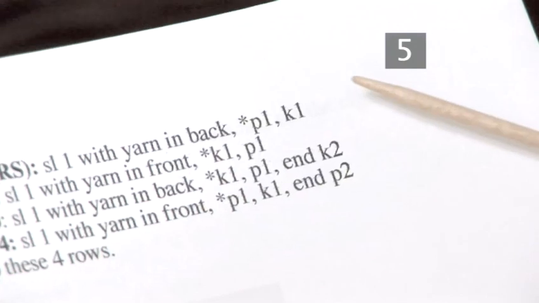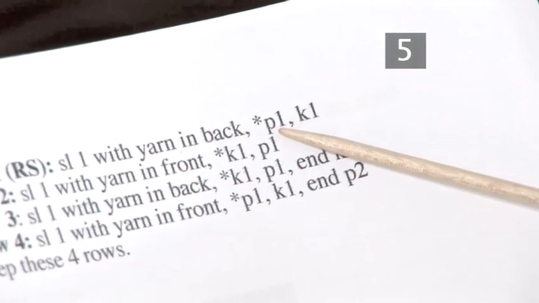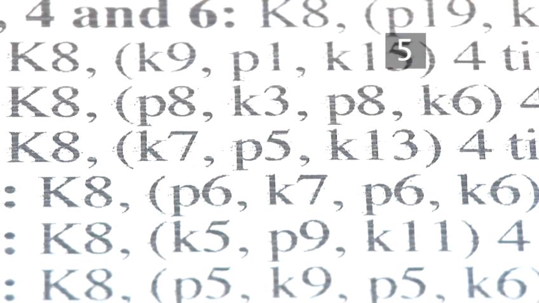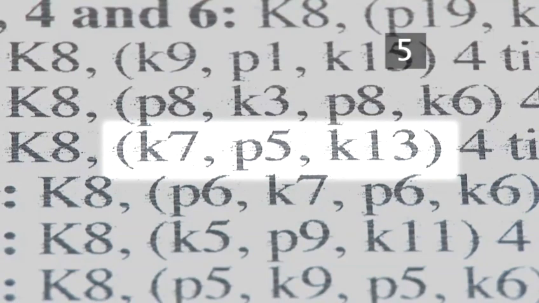Asterisks are used to tell you to repeat an instruction. For example, an asterisk followed by P1, K1 tells you to purl 1 stitch, knit 1 stitch, and again purl 1 stitch and knit 1 stitch. Sometimes brackets are used instead of asterisks.